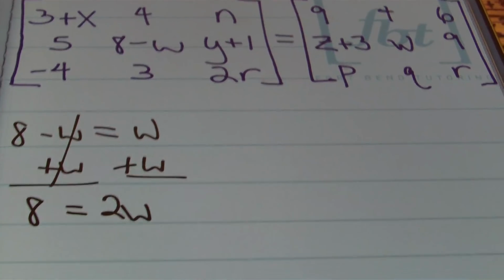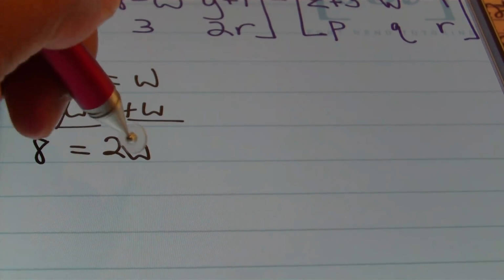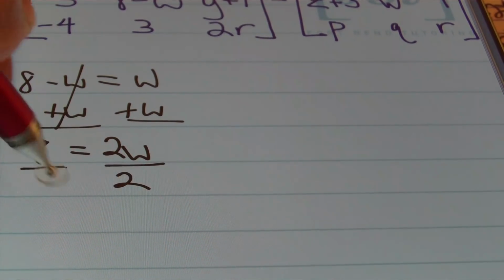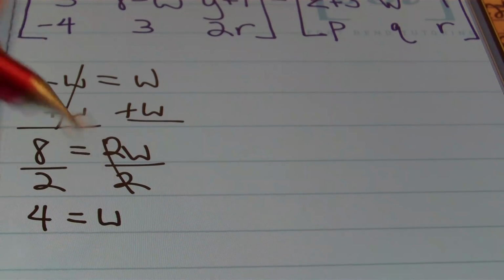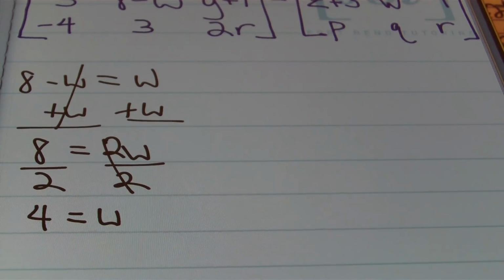From here, we'll divide both sides by the coefficient of 2. And 8 divided by 2 is always 4. Trust me on that. So w equals 4. That's that variable. What's next?